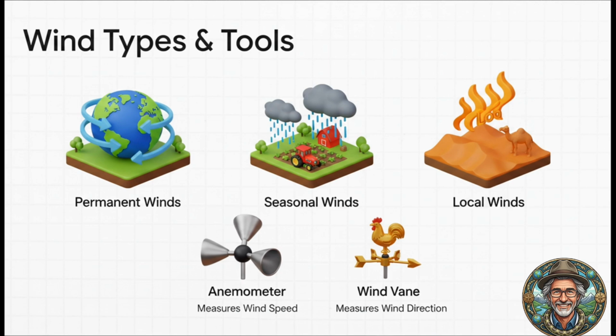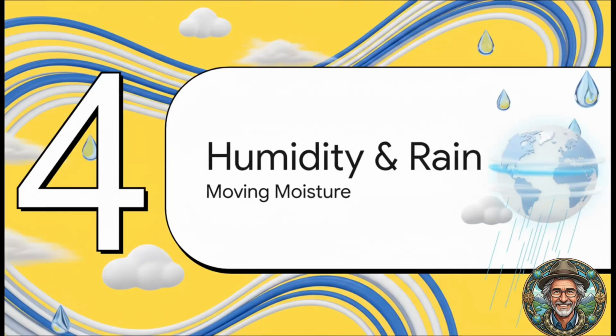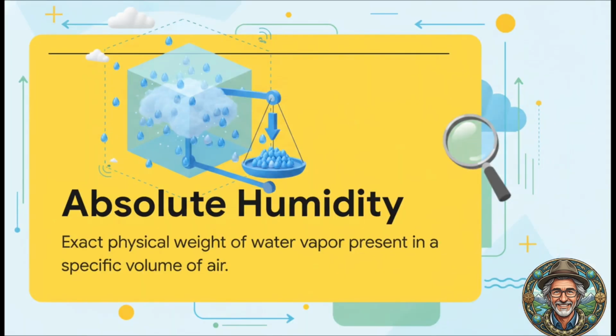To track these conveyor belts, meteorologists use an anemometer to measure wind speed and a wind vane to tell us its exact direction. Let's explore what those winds are carrying in Section 4, Humidity and Precipitation Patterns, Moving Moisture. So, what happens when these conveyor belts carry water vapor?